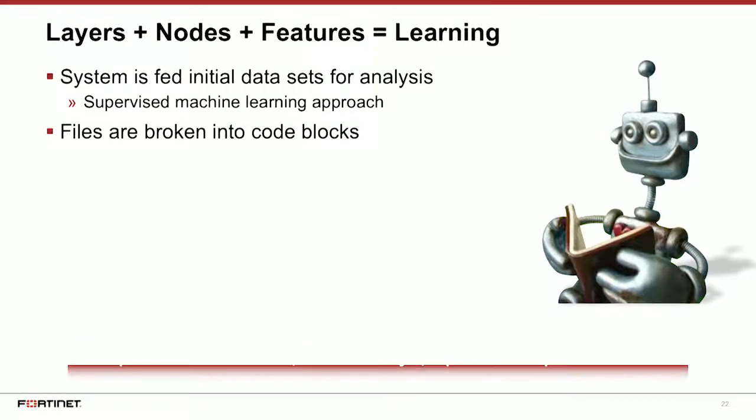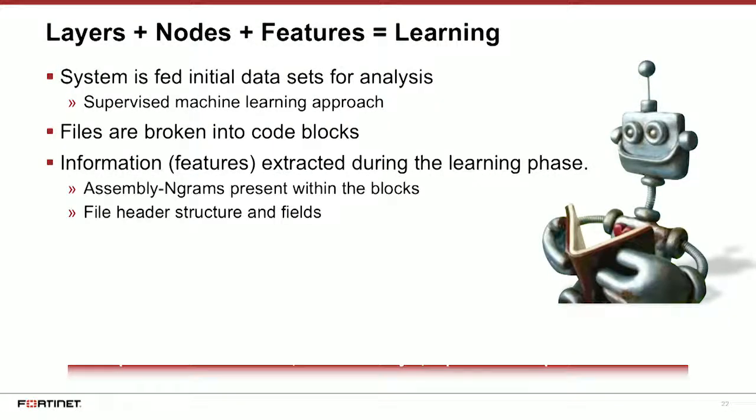Which is basically the supervised machine learning approach. When the file enters the system, the feature extraction part of the model takes place. And this is a part that requires a lot of domain knowledge. So you have to know exactly what to look for and where to look, so you can identify whether that thing is malicious or not. So what we call the features are extracted during this learning phase. What are those features actually, right?